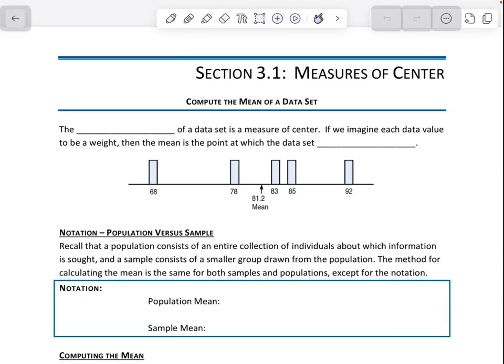Today we're going to be talking about measures of center. And you've heard of all these before. The first one we're going to talk about is the mean. The mean of a data set is the measure of center. If we imagine that the data is weights, then the mean would be the point at which the data set balances. It's right in the middle.